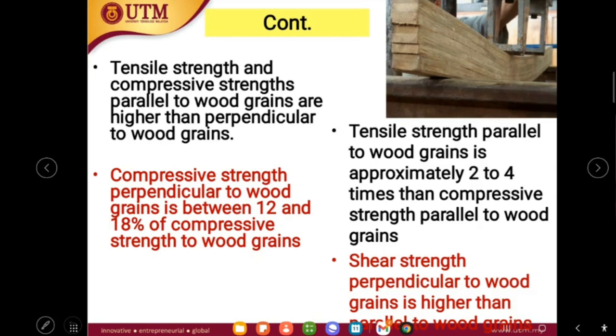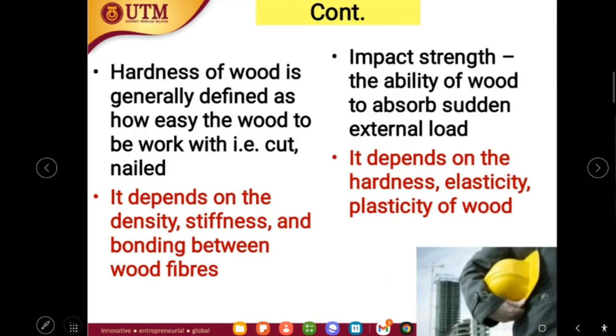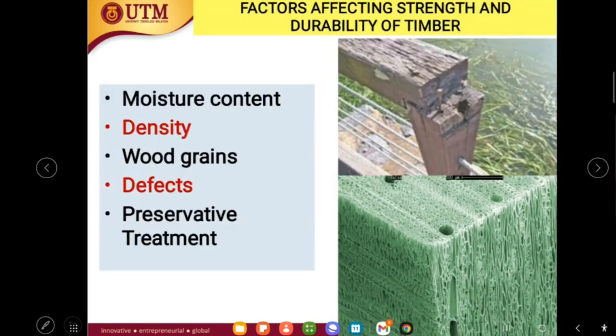Okay, so this is just a comparison between the tensile strength and the compressive strength in relation to the directions of the wood grain. And then the hardness of the wood, like we have already mentioned earlier, is defined as how easy the wood is to work with. It depends on the density, stiffness, and the bonding between the wood fibers. Okay, so impact strength is the ability of the wood to absorb sudden external load, and it normally depends on the hardness, the elasticity, and also the plasticity of the wood. Okay, so that is the basics, right?